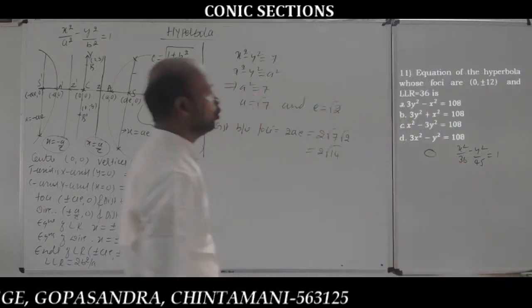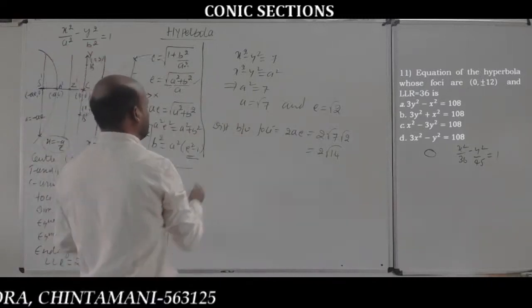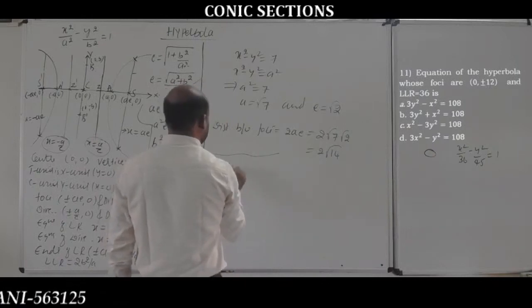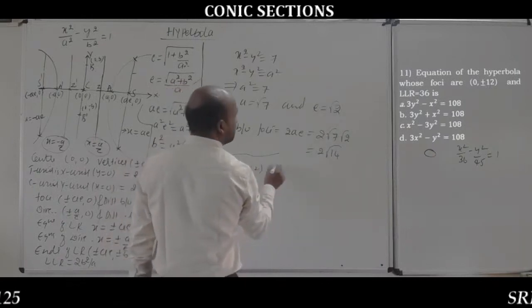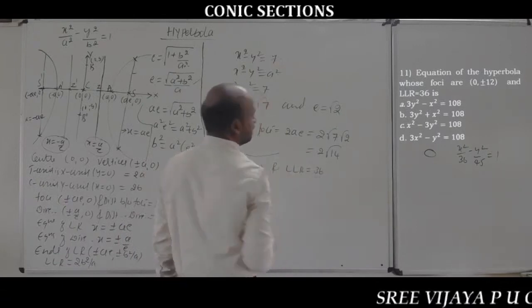Next one, equation of the hyperbola whose foci are 0, plus or minus 12. Coordinates of foci 0, plus or minus 12, and length of latus rectum is 36.